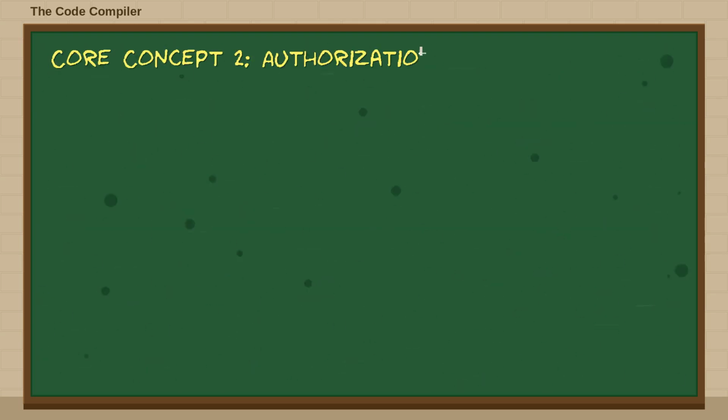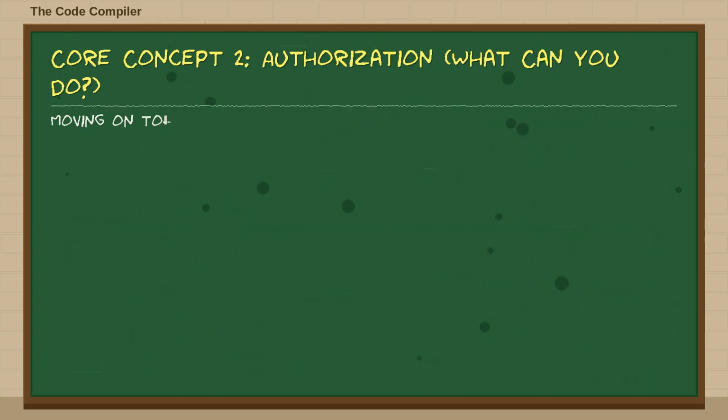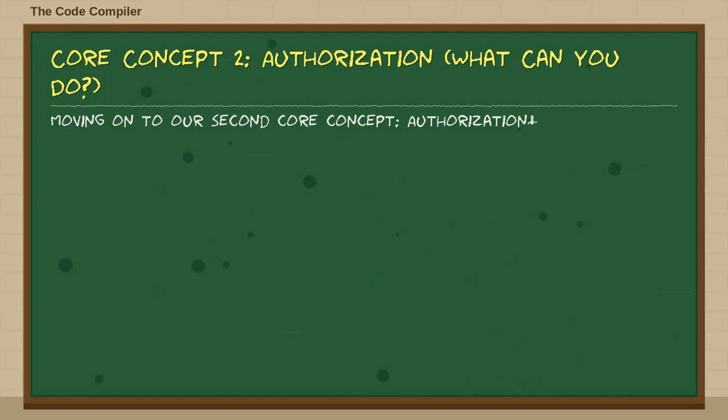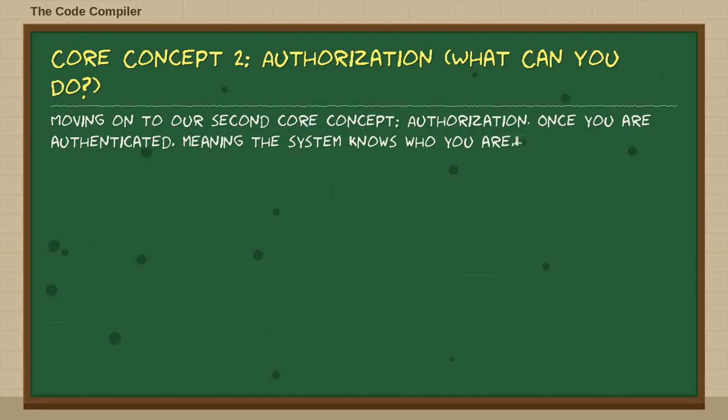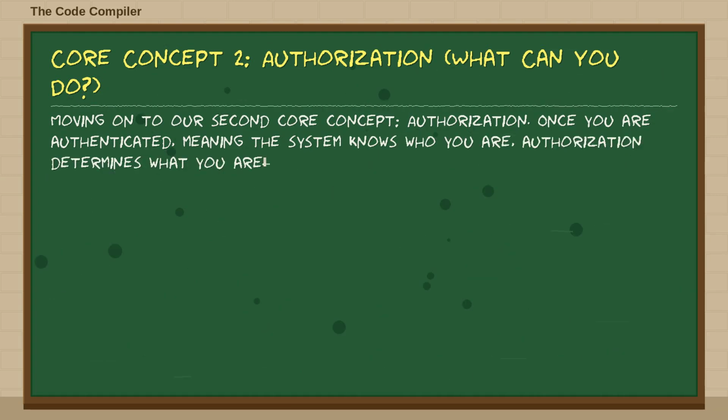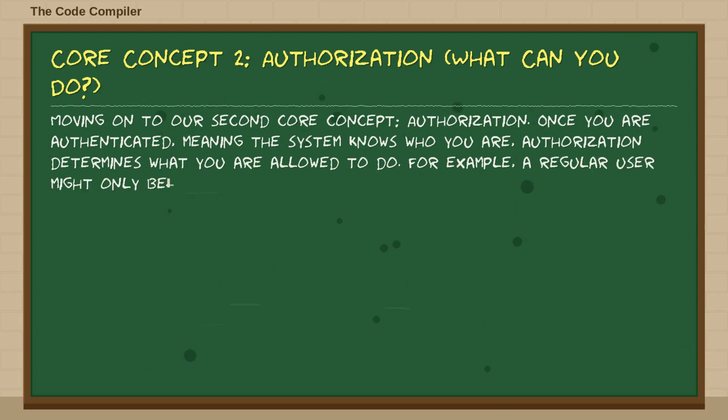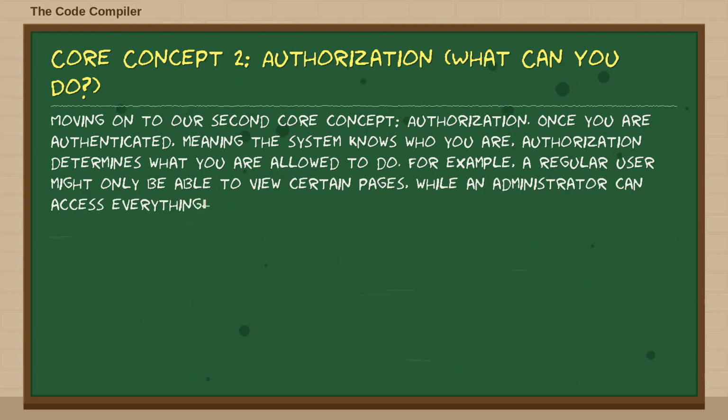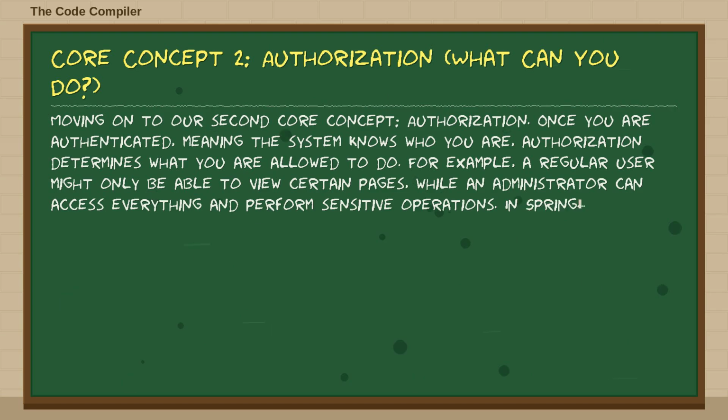Moving on to our second core concept, authorization. Once you are authenticated, meaning the system knows who you are, authorization determines what you are allowed to do. For example, a regular user might only be able to view certain pages, while an administrator can access everything and perform sensitive operations. In Spring Security, authorization rules are configured primarily through the HttpSecurity object.